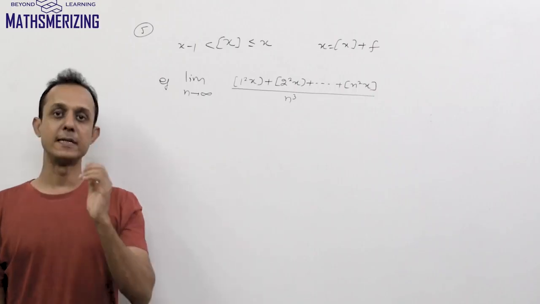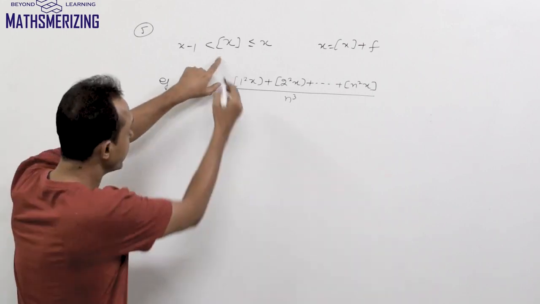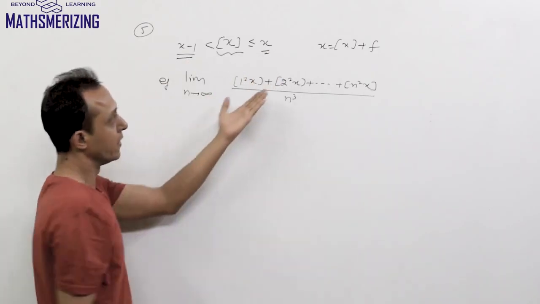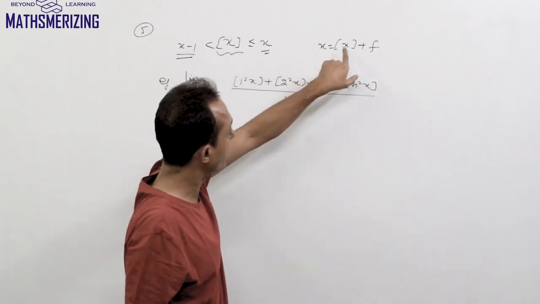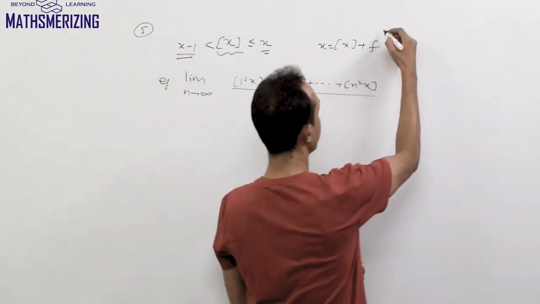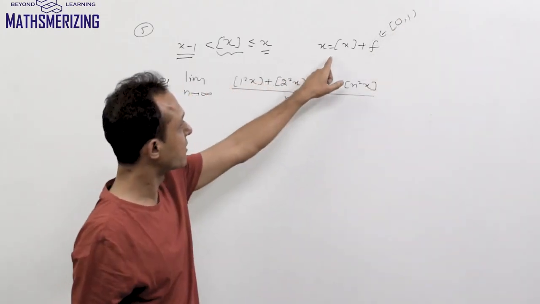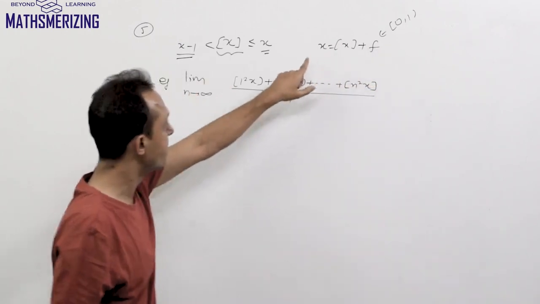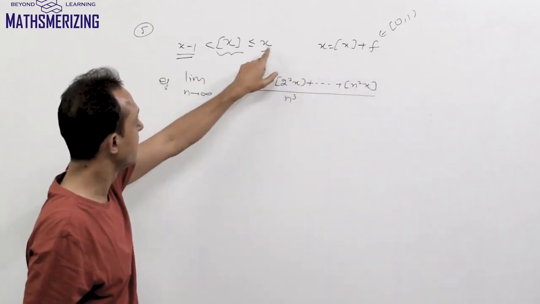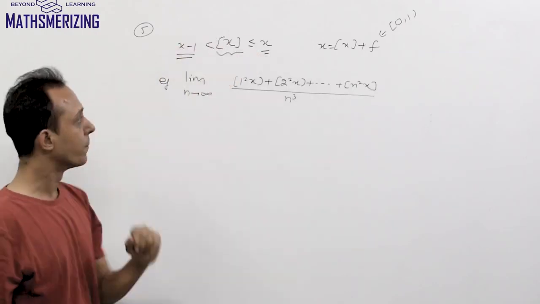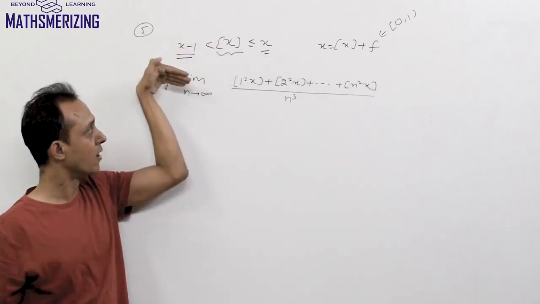Now the fifth property of greatest integer function is that the value of greatest integer function of x will lie between x minus 1 and x. We know that any x is greatest integer function of x plus f, and this f belongs to 0 and 1. So it is greatest integer function of x plus some value. So its maximum value will be simply x, and x minus 1 will always be less than the greatest integer function value. Now we use this property while solving limits.